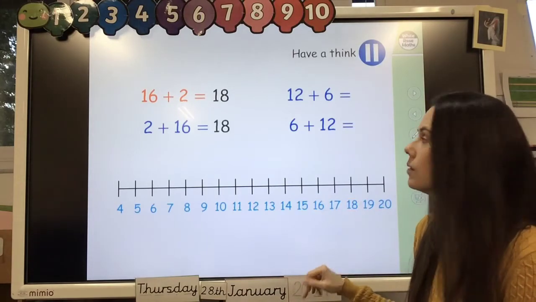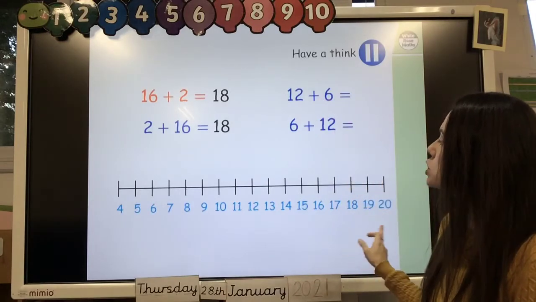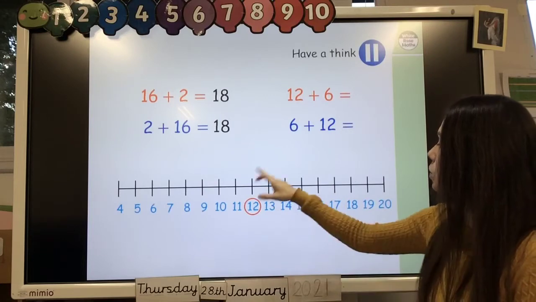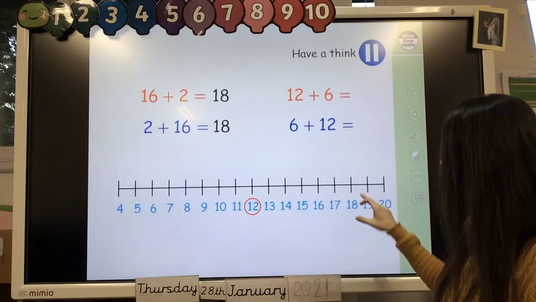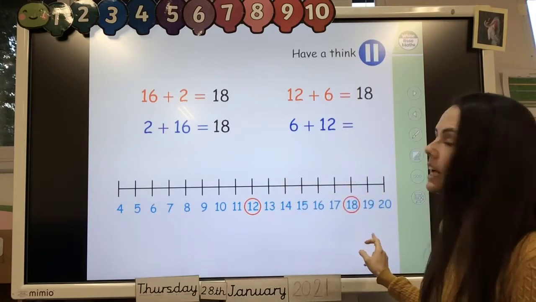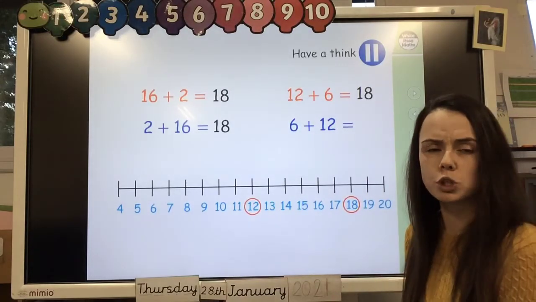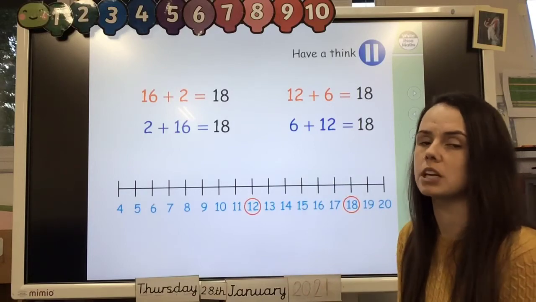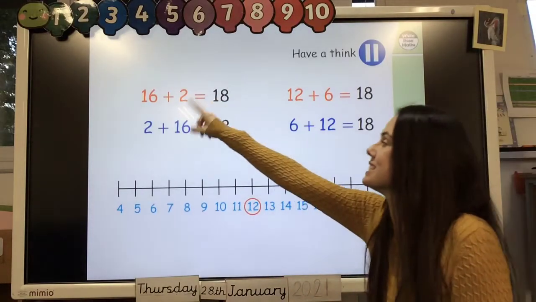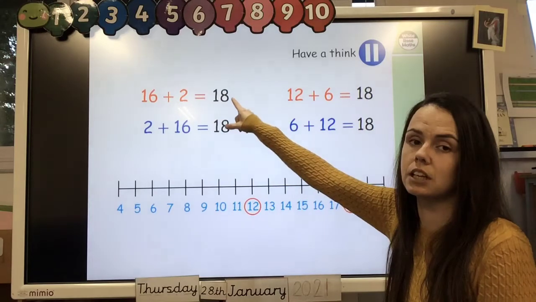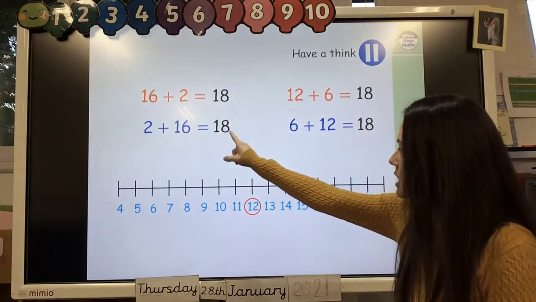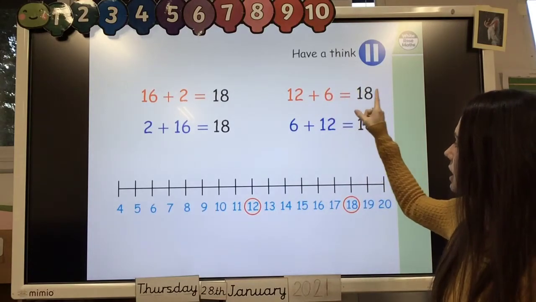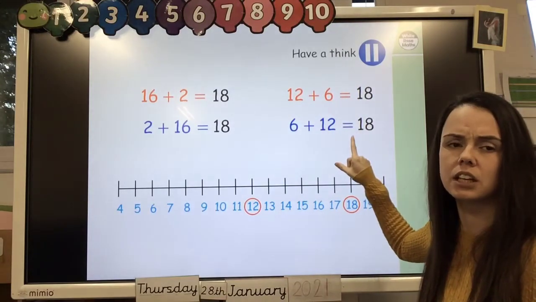18, well done. What about over this side? 12 add 6. 1, 2, 3, 4, 5, 6. 18 as well. So what do we think this one's going to be? 18, well done. What we've got here is 16 add 2 is 18. 2 add 16 is 18. 12 add 6 is 18. And 6 add 12 is 18.